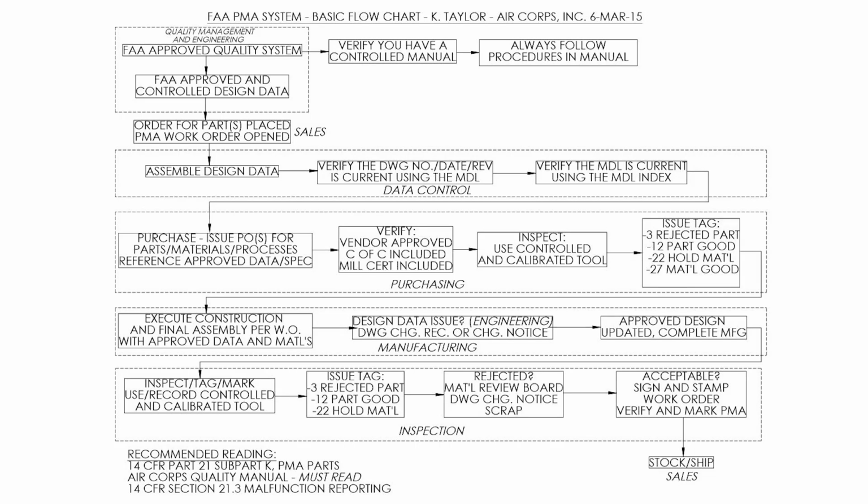We're going to execute our manufacturing operation, okay? So you're going to use the approved data, the approved materials, and the work order that was issued. Back up on the sales block up top there, you see order for parts placed, the PMA work order opened. The work order is what signals the system to do something. So that's the demand you're putting in the system. I got an order for 100 springs. I'm going to write a work order for 100 springs and give that to the production manager. We're going to make 100 springs.